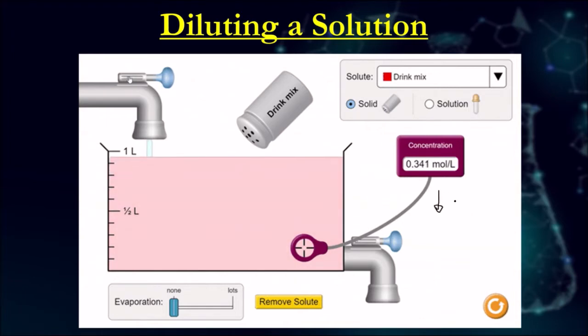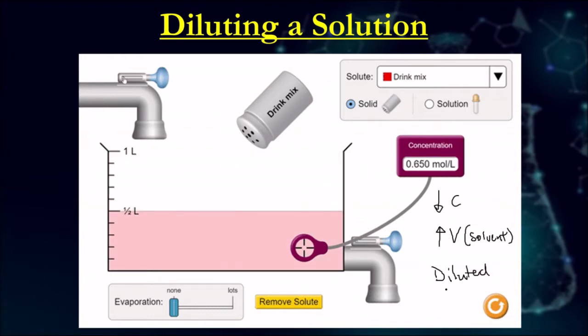So if concentration decreases due to an increase in the solvent, then that's where we get a diluted solution. Okay, so there's that. But what I want you to try and take into account is as the solvent is increasing, the number of particles actually stays the same.